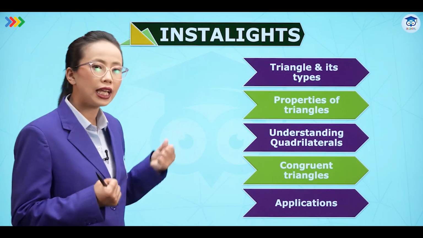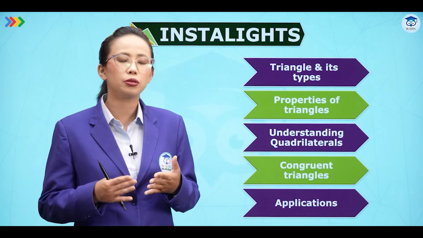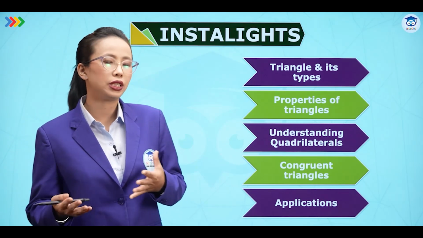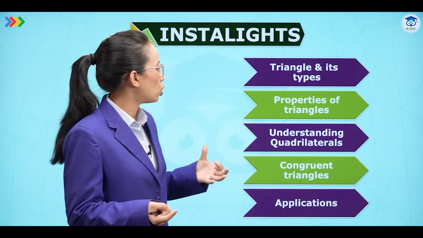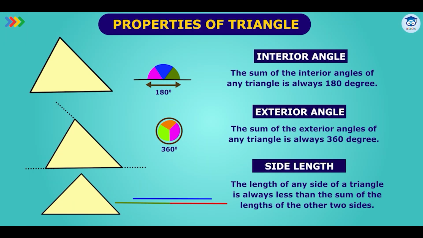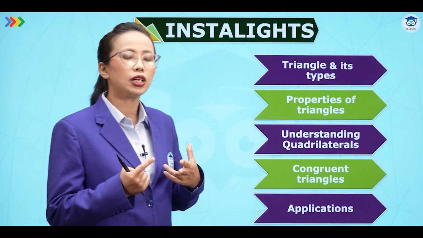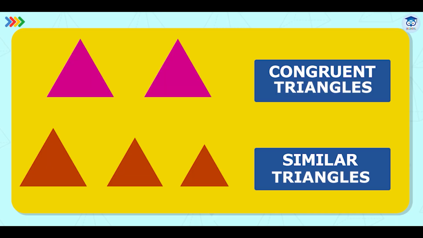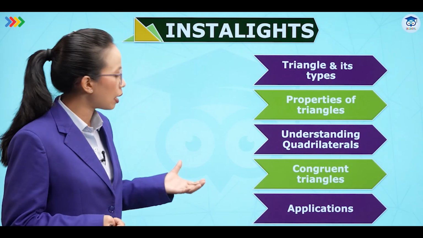Next, let's recap what we have learned in this video. We have understood the introduction to the triangle. A triangle is nothing but a geometrical shape which has three sides. We have the types of triangles based on the angles and based on the sides. We also have the properties of triangles, like all the angles sum up to 180 degrees. We have also seen the understanding of quadrilaterals, similar quadrilaterals, similar triangles, and congruent triangles, SSS and all. And the applications also.